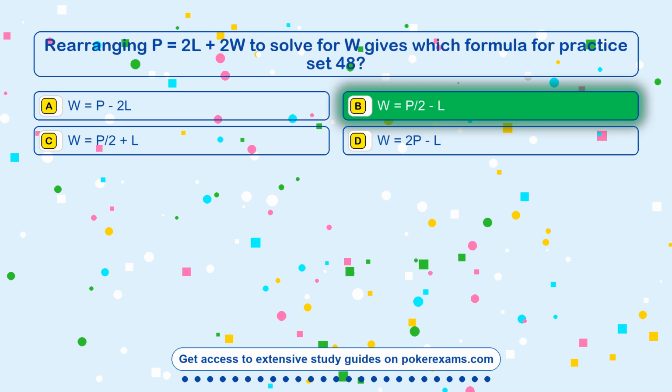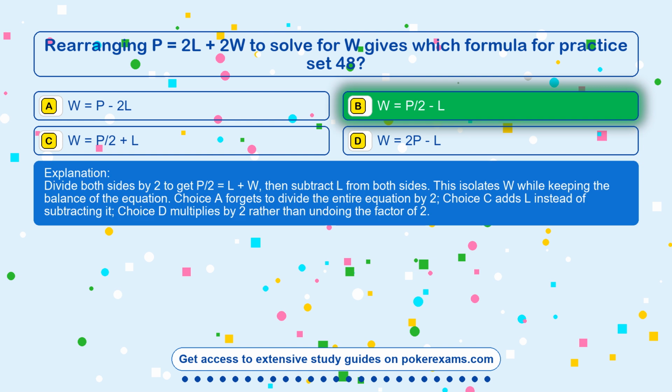The correct answer is option B. W equals P slash 2 minus L. Divide both sides by 2 to get P slash 2 equals L plus W, then subtract L from both sides. This isolates W while keeping the balance of the equation.